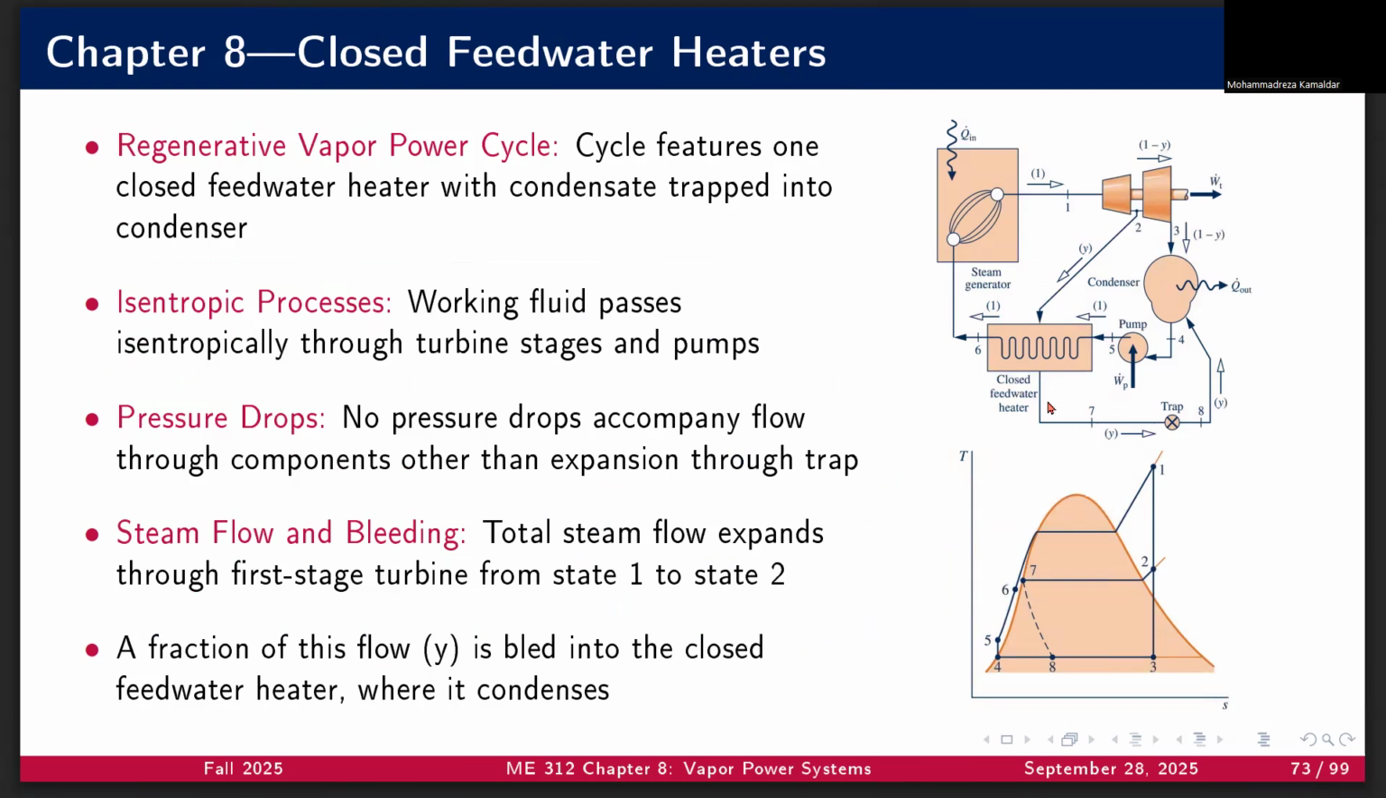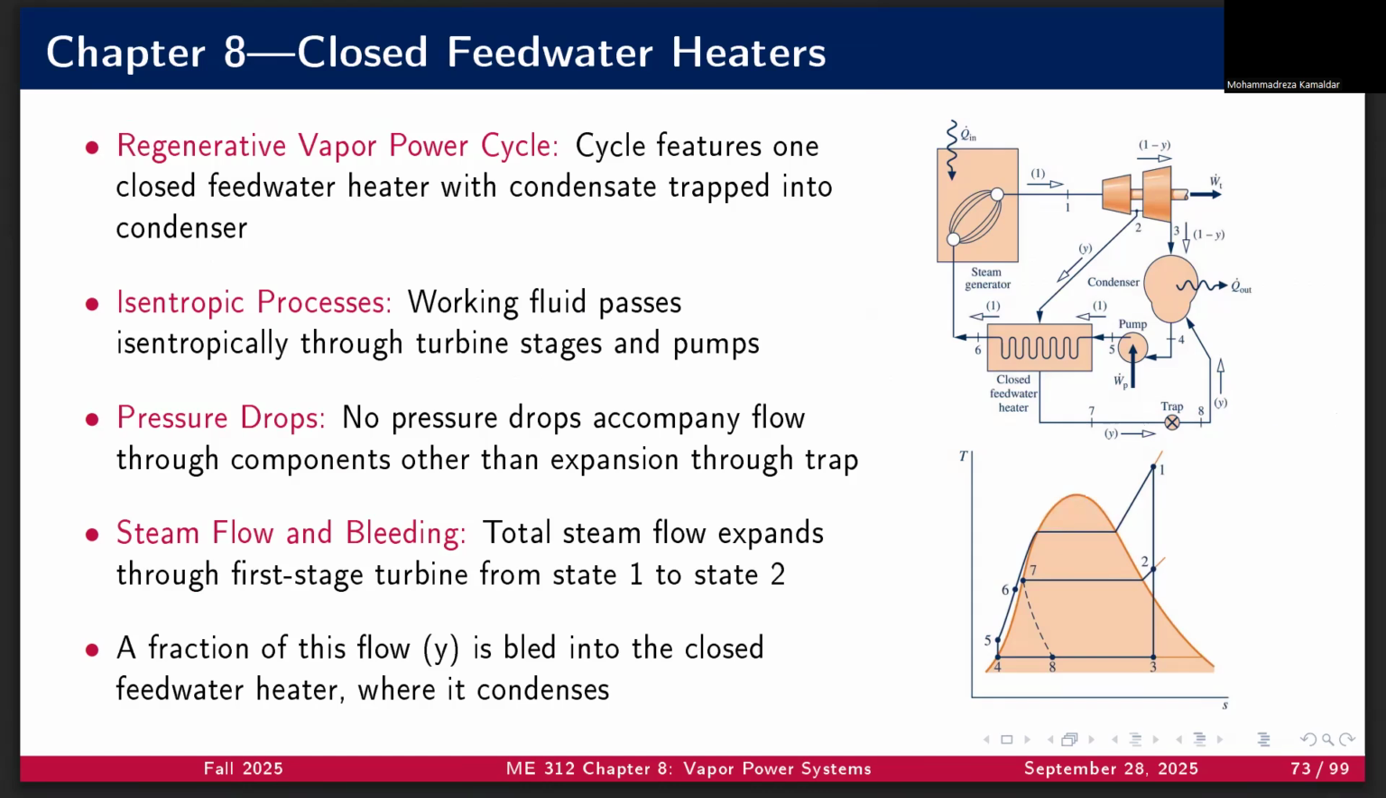So this diagram on the right shows a regenerative vapor power cycle that features one closed feed water heater. Notice this specific configuration uses a trap draining method. So we have a trap here, a steam trap, as we discussed earlier, where the condensate is basically trapped directly back into the condenser, okay, here.